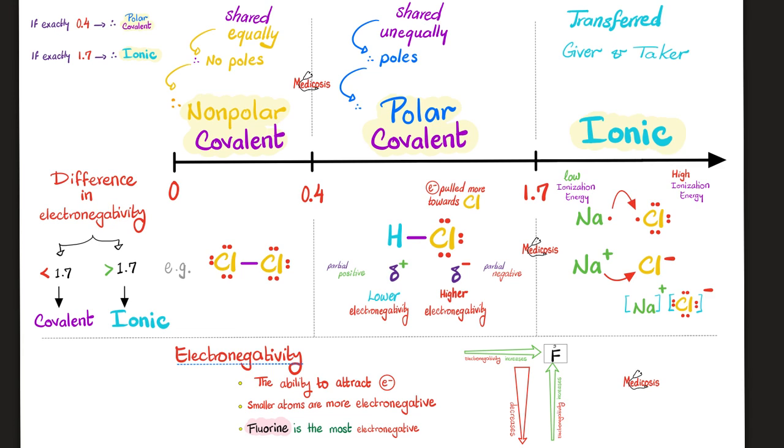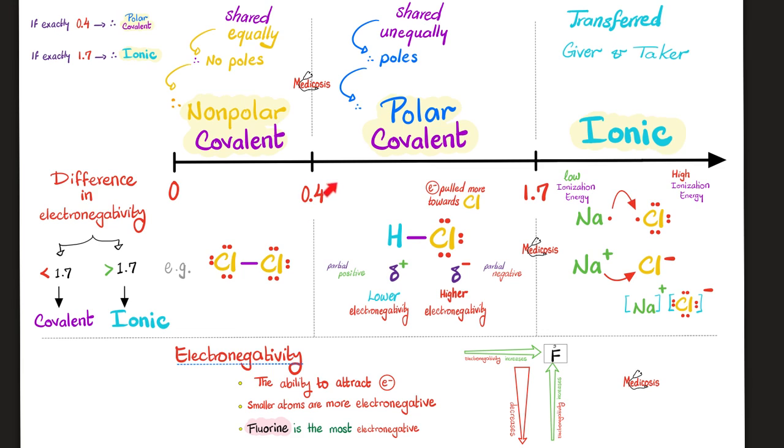bond. If the difference in electronegativity is between 0 and 0.4, we have a nonpolar covalent compound, such as chlorine molecule. If the difference in electronegativity is between 0.4 and 1.7, then we have a polar covalent compound, such as HCl, hydrogen chloride. But if the difference in electronegativity is 1.7 or greater, then we have an ionic bond and an ionic compound. But hey, Medicosis, what if the difference in electronegativity is precisely 0.4?